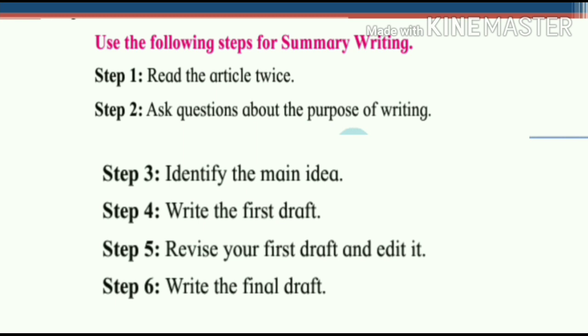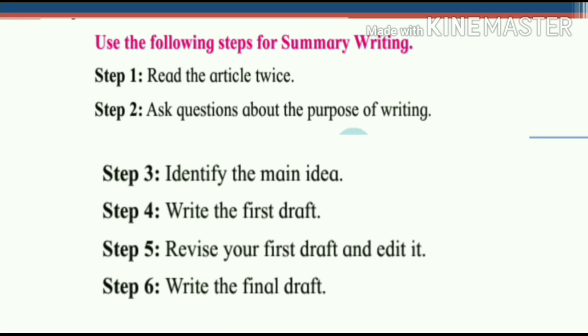So here are the steps again. Read the article twice. Ask the question about the purpose of writing. Identify the main idea. Write the first draft. A rough draft is very important. Unless and until you prepare a rough draft, you cannot finalize your summary. Revise your first draft and edit it, and then finally write the final draft with a title. Dear student, don't forget to give a title.